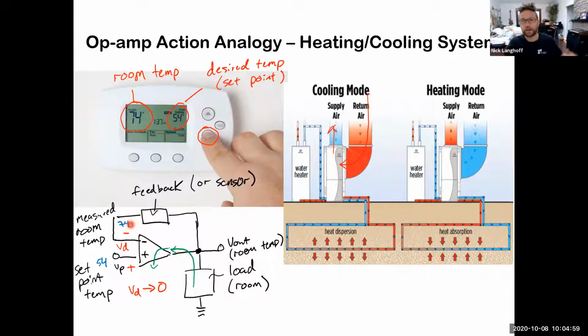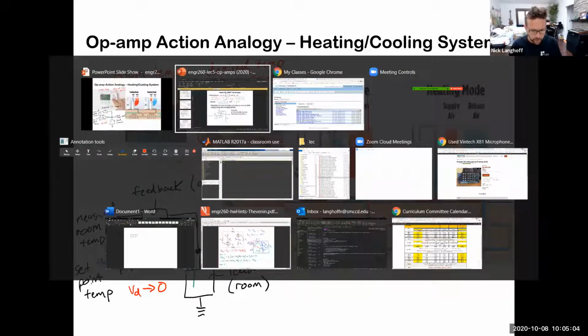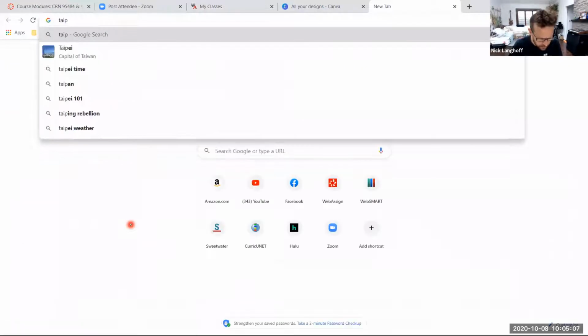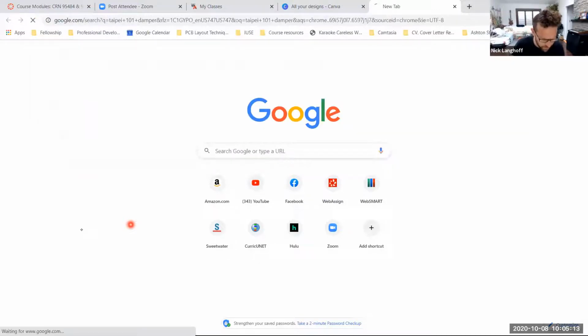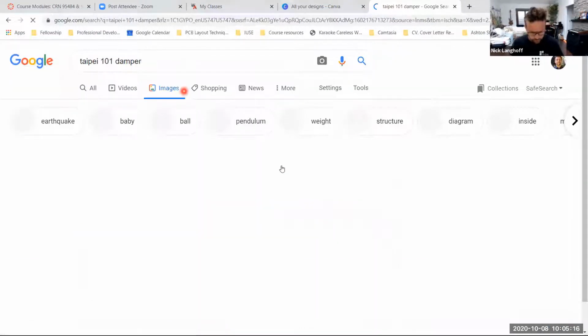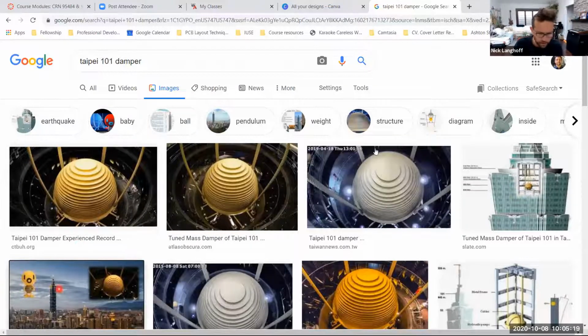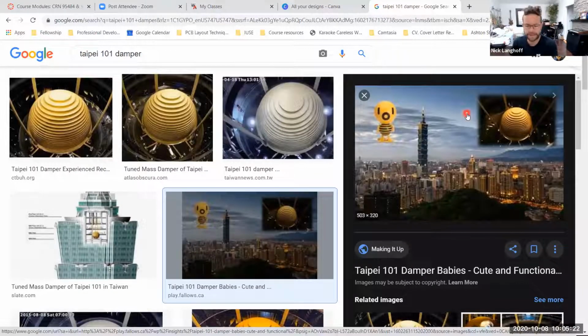By the way, there are lots of other types of control systems. For example, the Taipei 101 damper, let's see if we can find a picture of the damper. Oh, there it is. The Taipei 101 is a very tall structure in Taipei. One of the neat things about it is that it uses a passive structural damping system that is just a big mass. Do you see this big orb that's suspended somewhere in the center of the structure?